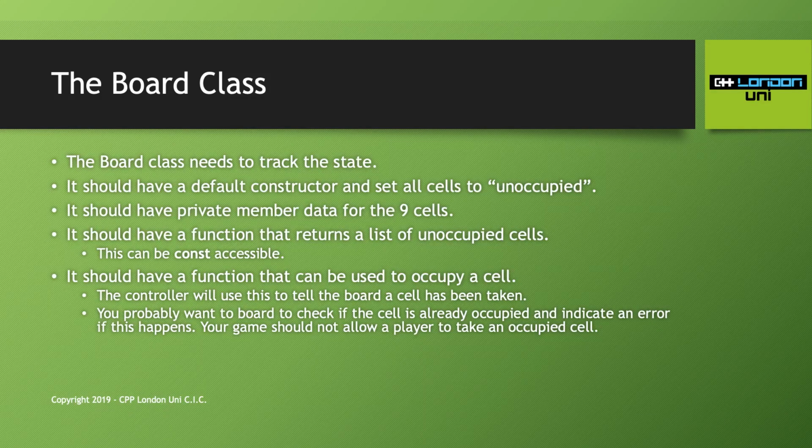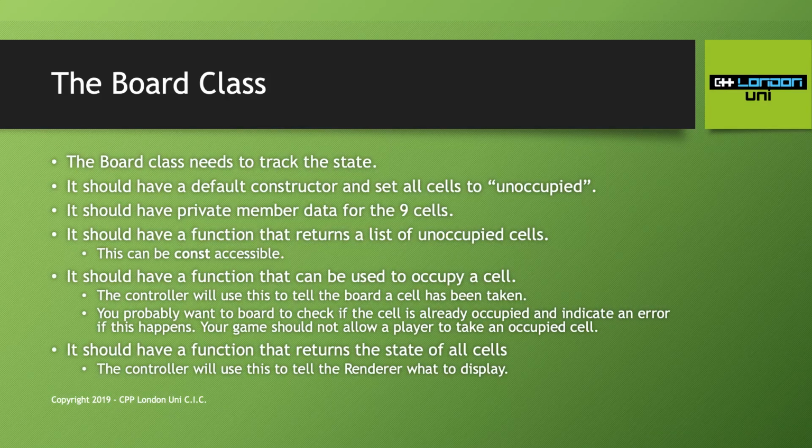If somehow you accidentally manage to give a spot that's already occupied, the board should not allow you to do that, right? Indicate an error. If you're familiar with exceptions, feel free to throw exceptions. If you're not, just print something out, print something to the screen, print an error, right? And it should also have a function that just returns the state of all of the cells, right? I just want to be able to have all of them, and of course, you can use that in the controller, so that you can tell the renderer what to actually pump onto the screen.